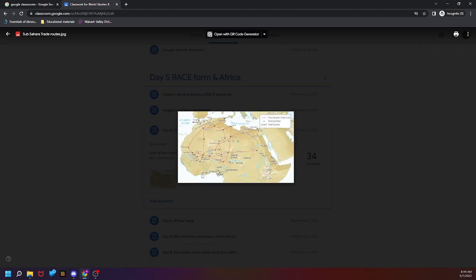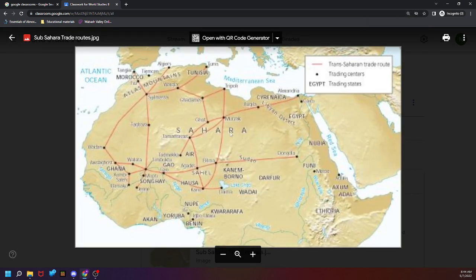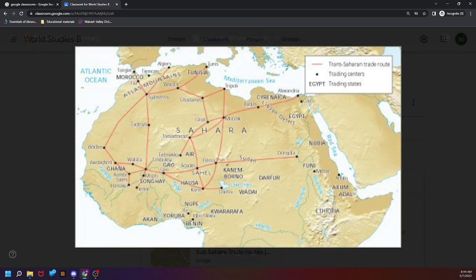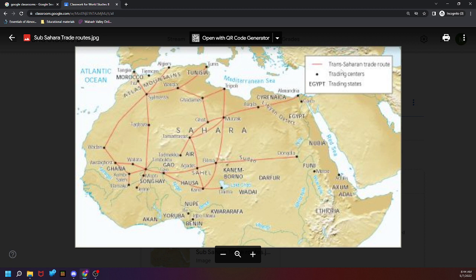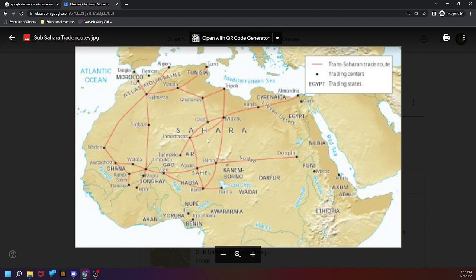Let me pull this up because this one's a little bit different. Looking at this map, you're going to tell me how this proves that sub-Saharan trade routes were actually well developed before Europeans got there. So the red lines are trade routes, and the black dots are trading centers or cities. I want you to look that over and try and answer that question. Try and give me a couple sentences. How does this prove that trade routes were established? What information can you get from this?